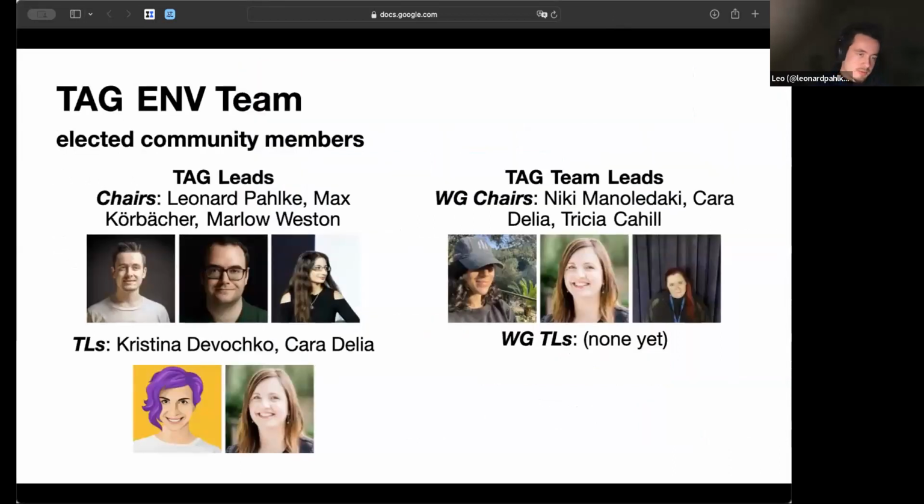Right. And these are some faces from the TAG Environmental Sustainability. At the end, you should include a lot more faces because all the contributions from anybody who's working on those projects is essential. But these are the people who are elected in those roles, which I just talked about briefly before. So if you see any of those people at a conference or so, you can identify, okay, they're with the TAG.